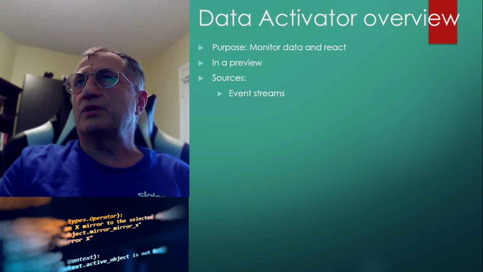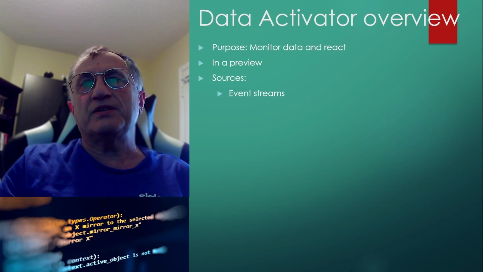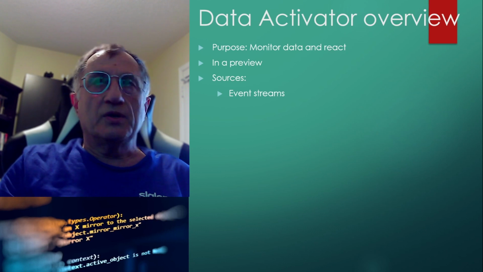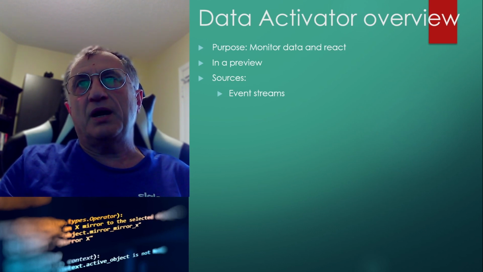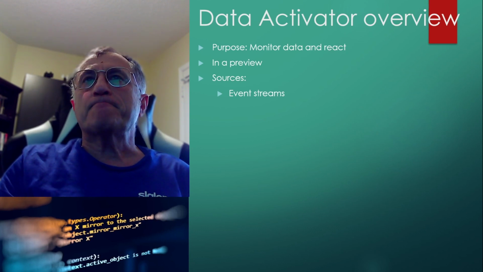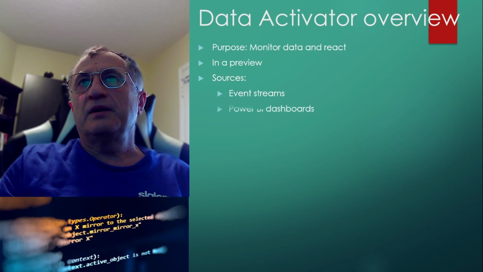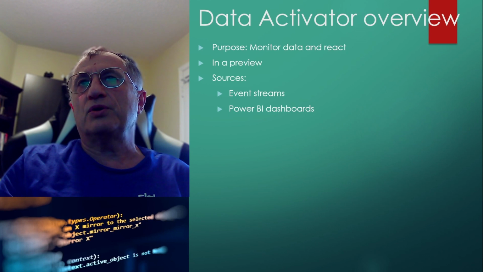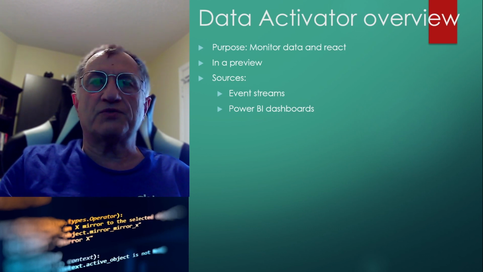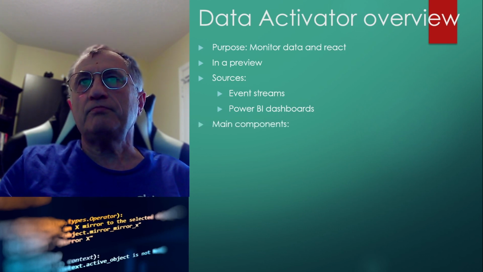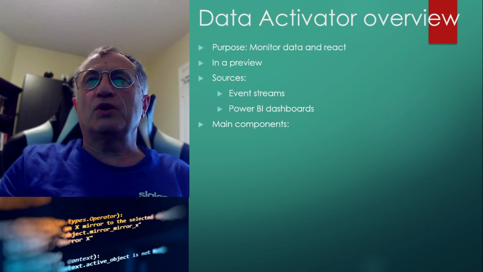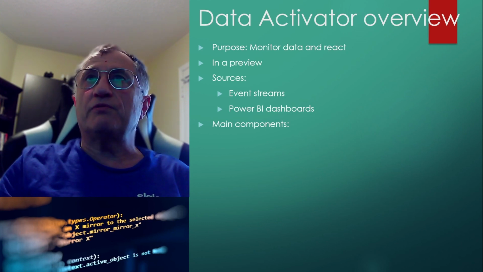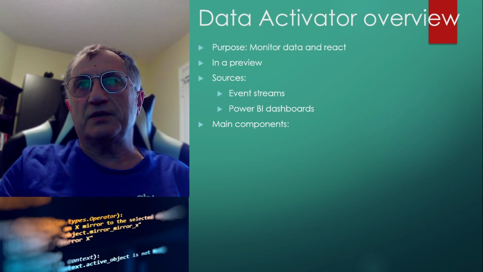How we can feed data to Data Activator? So data to Data Activator can come from event streams, which is part of real-time analytics service in Microsoft Fabric. Alternatively, you can also feed data coming from your dashboards, Fabric dashboards. So what are the main components of Data Activator?